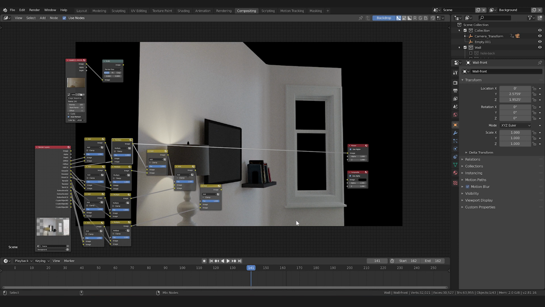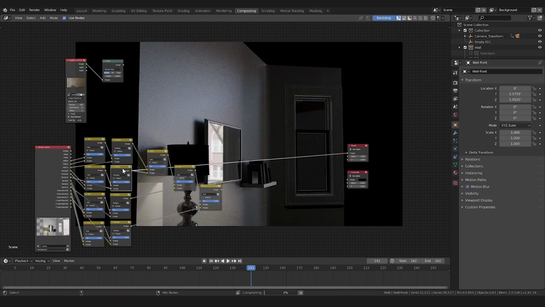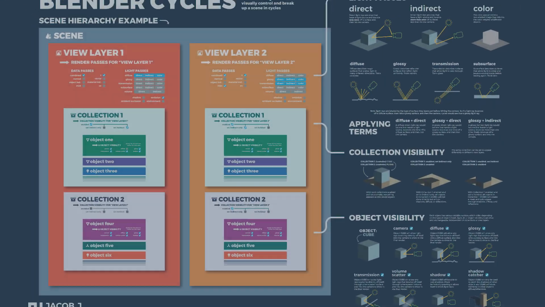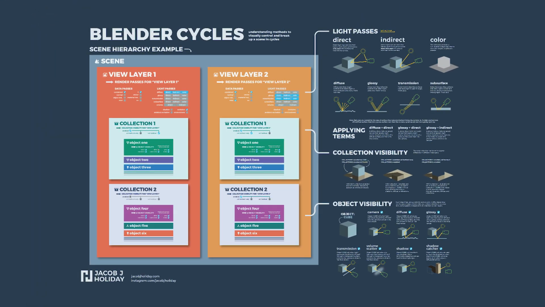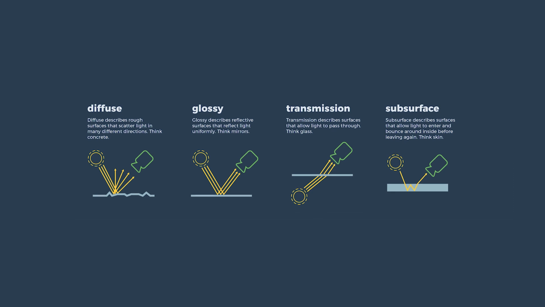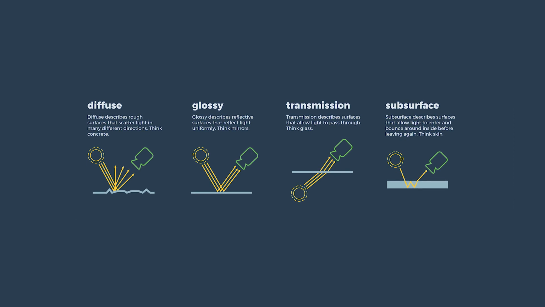We can also view the different lighting components or ingredients of our final image. First is all the diffuse information. Next, the glossy info, then the transmission information. If you're confused about what these terms mean, I've created a free infographic with a section on different types of light rays in Blender, linked in the description.